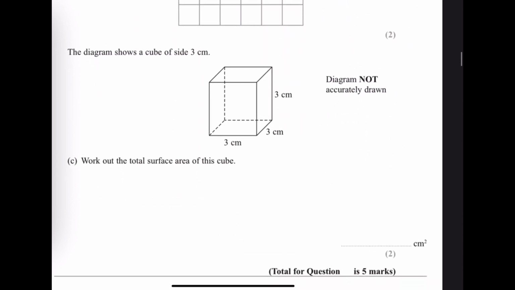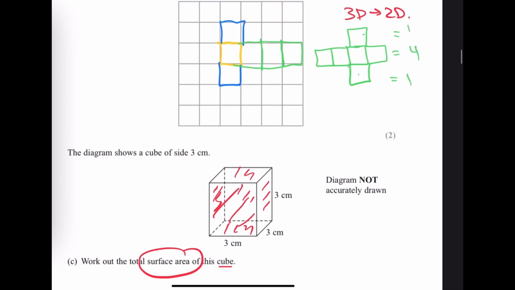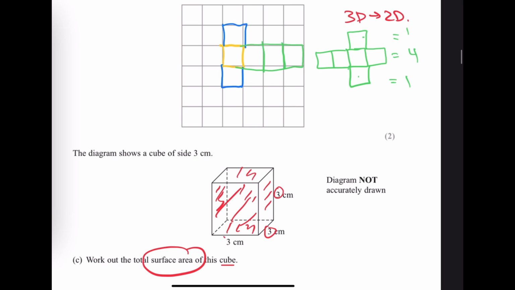The diagram shows a cube of 3 centimeters. C. Work out the total surface area of this cube. Surface area means the overall area of every single side that this shape has. In this case, it's a cube. So it's this plus this plus this plus the back plus the bottom plus the side. It's all that area overall together. So this is where the net comes in useful. We know every single thing is 3 centimeters since it's a cube, so it's all equal.